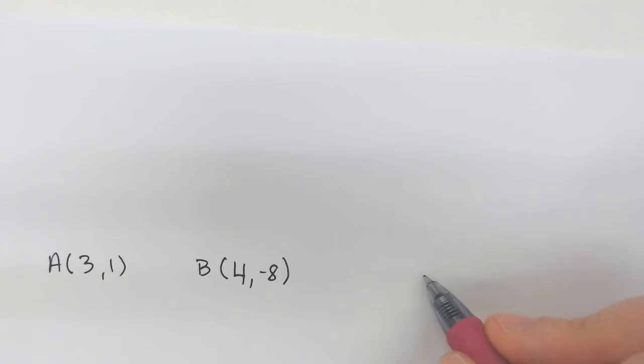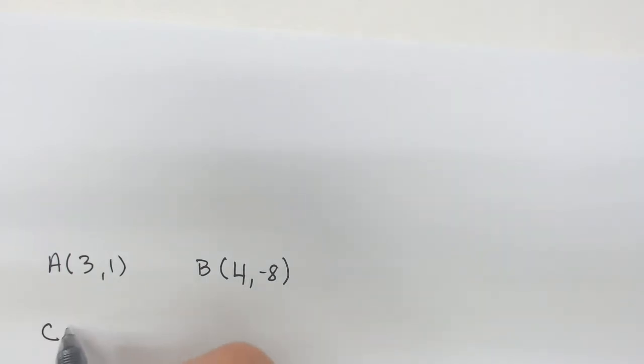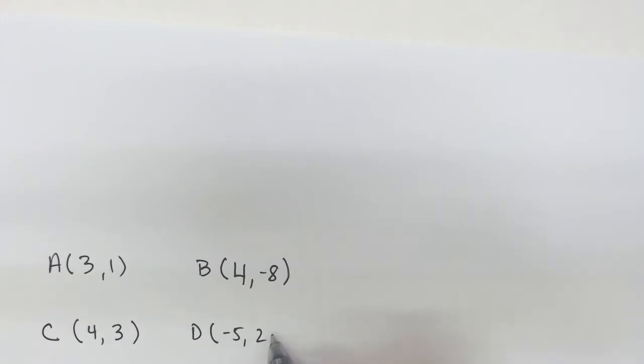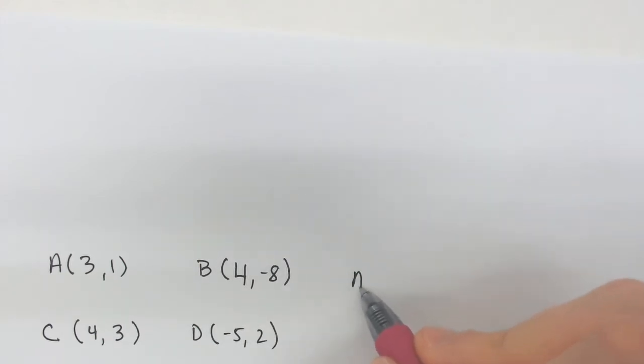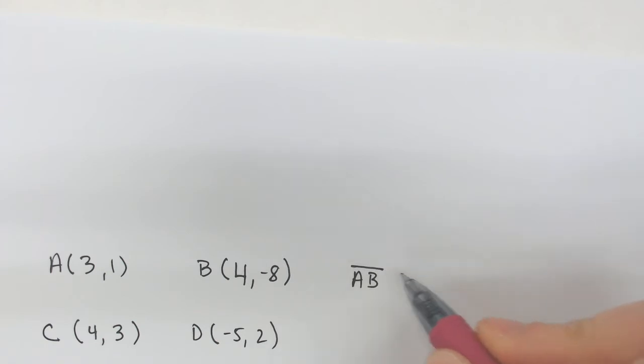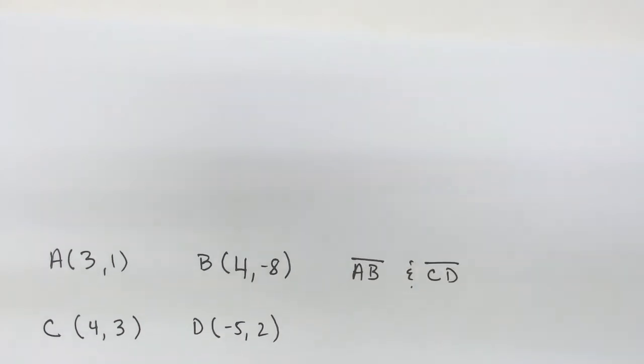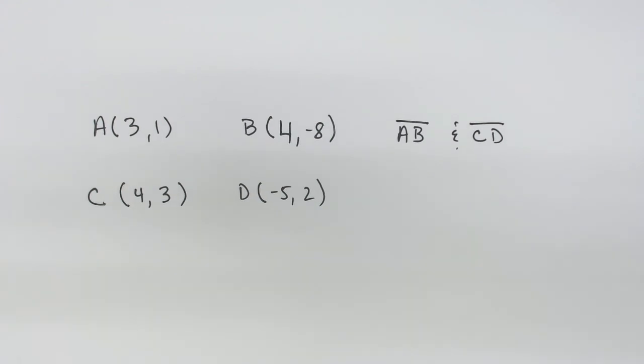And then we could have a set of coordinates called C and D, which I am going to make 4, 3, and D, I am going to make negative 5 comma 2. Now I want to know what is the relationship between AB and CD.